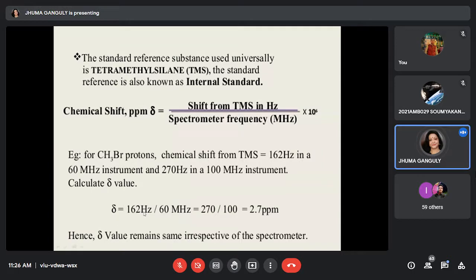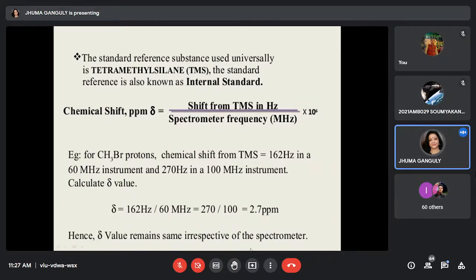So delta is equal to 162 by 60, equal to 270 by 100, equal to 2.7 ppm. So whatever the instrument frequency, 60 or 100, it does not matter in the result. The delta value is fixed for this CH3 proton, 2.7. It does not depend on the instrumental frequency value. That's why we divided by it. So it's ppm, hence the delta value remains the same irrespective of the spectrometer.